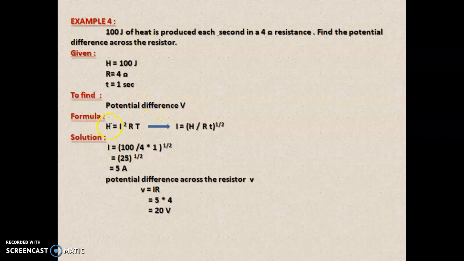So the formula we have learned, Joule's law of heating, H is equal to I square RT. So I is equal to the square root of H upon RT. H is given as 100 and R is 4, into 1, the whole square root. So that is 100 upon 4, that is 25, square root of it is 5 ampere. So the current is 5 ampere. Now you have to find out the potential difference. So V is equal to I into R, that is 5 into 4, 20 volt.